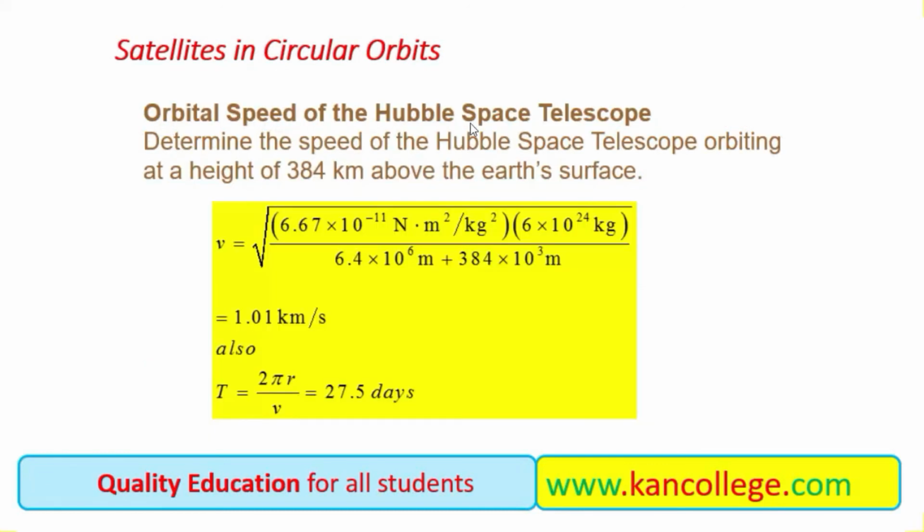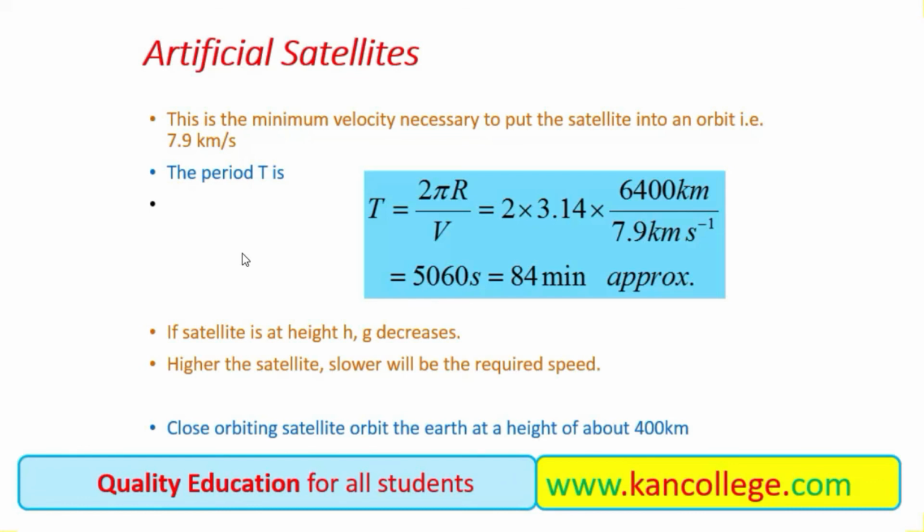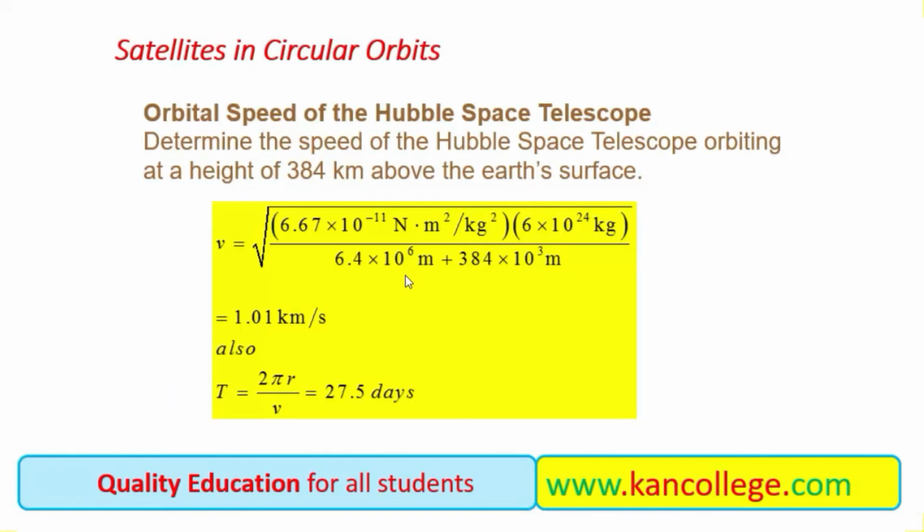Orbital speed of the Hubble Space Telescope. Determine the speed of the Hubble Space Telescope orbiting at a height of 384 kilometers above the Earth's surface. That speed can be calculated using the same formula as we have derived over here, root of G M_E over R, where R is the distance. So the speed will be 1.01 kilometers per second. It's also a large speed, and the time required will be 27.5 days.